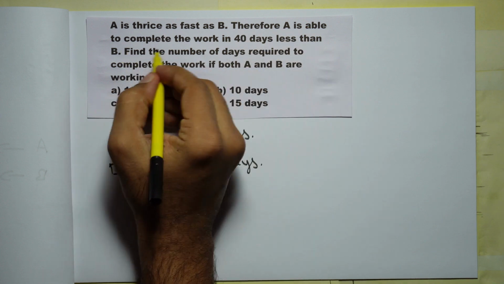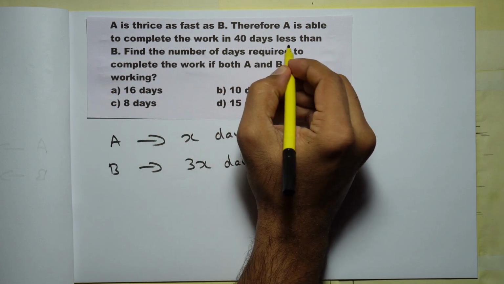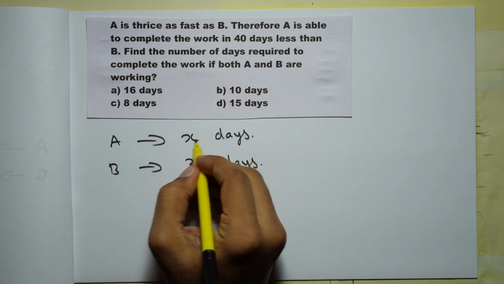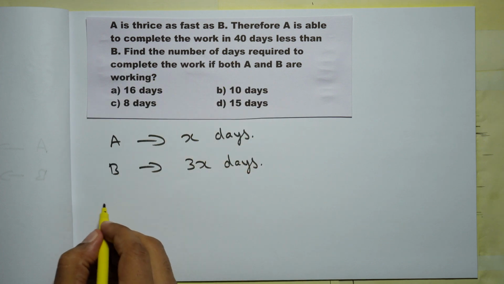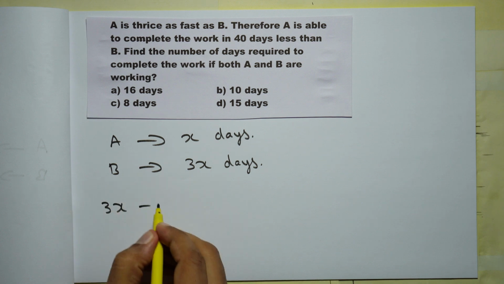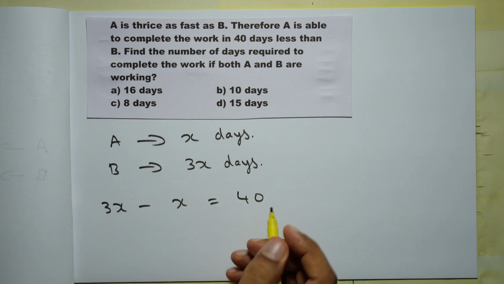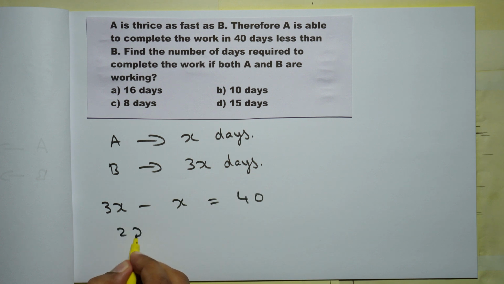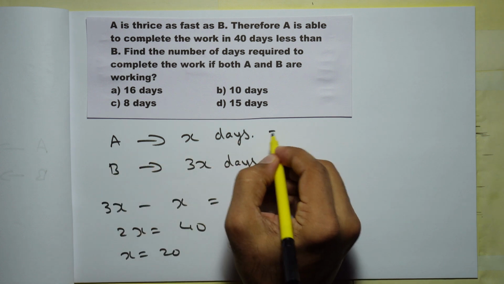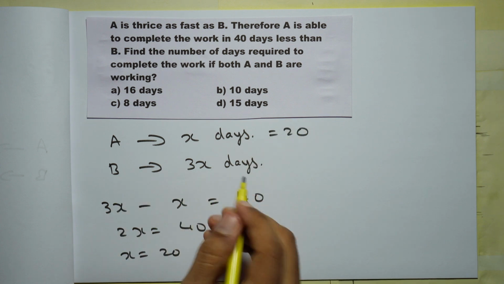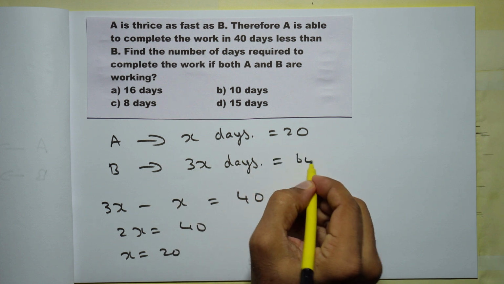Therefore A is able to complete the work in 40 days less than B. So A requires 40 days less. So time required by B is 3x minus time required by A. A requires 40 days less. So this difference is 40. So 3x minus x, 2x is equal to 40, or x you will get as 20. So A requires x days. So that is equal to 20 days. And B requires 3x days. So 3 into 20 gives you 60.